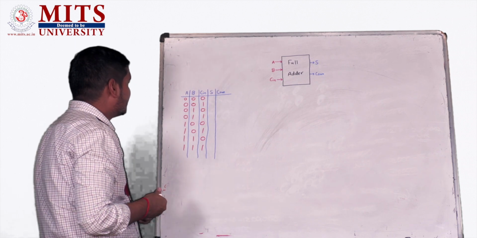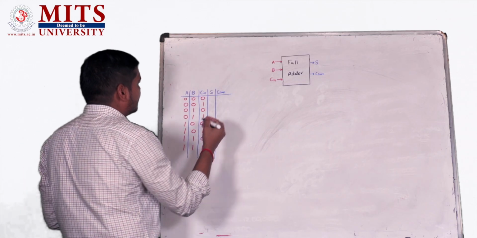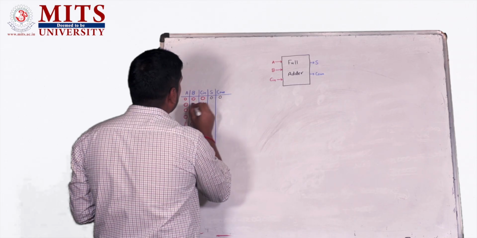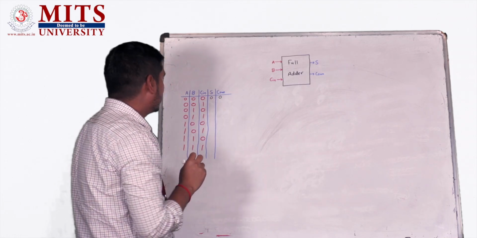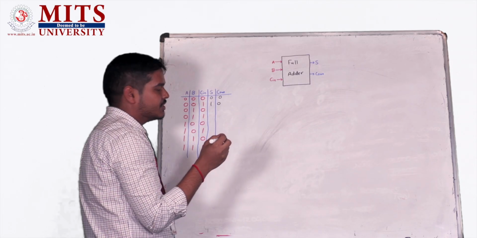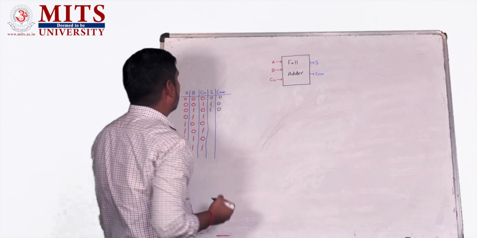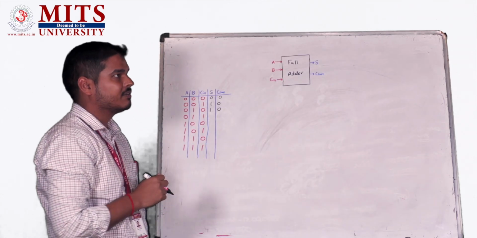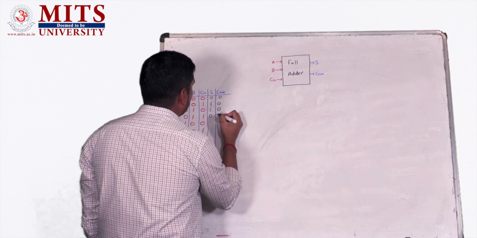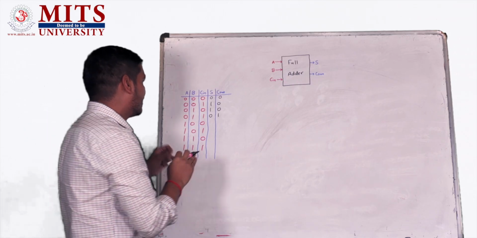Now let us add 0 plus 0 plus 0. So this first operation will produce sum as 0 and C out will also be 0. There is no carry generated. 0 plus 0 plus 1, it will also not generate any carry and the sum will be 1. Same way, 0 plus 1 plus 0, it will also produce 1 and the carry generated will be 0. Now if we add 0 plus 1 plus 1, it will be equivalent to 1, 0. So that LSB will be 0, that will be sum, and the carry out will be 1.